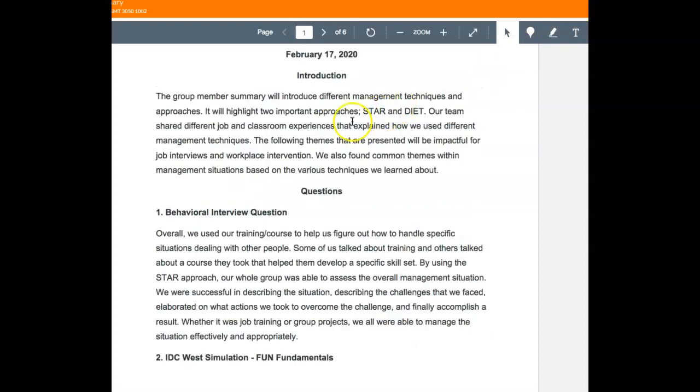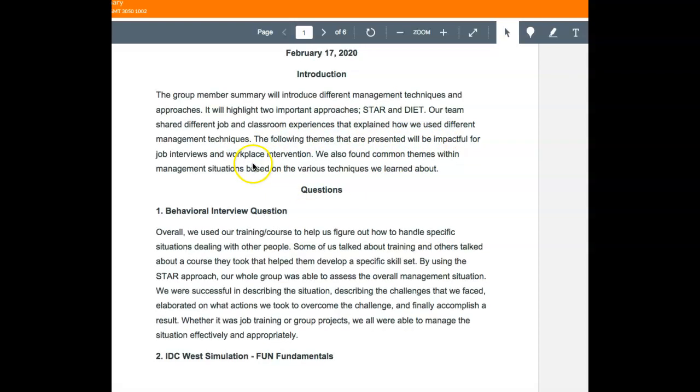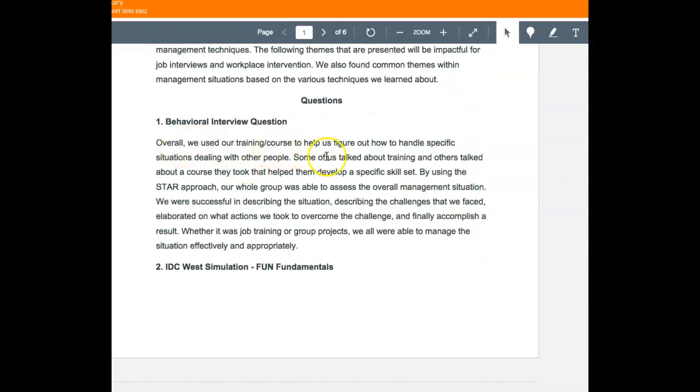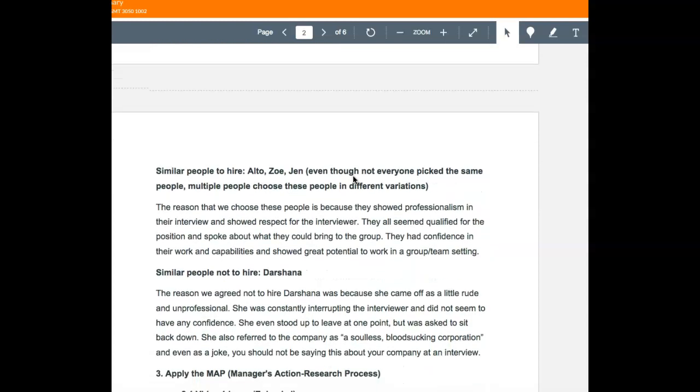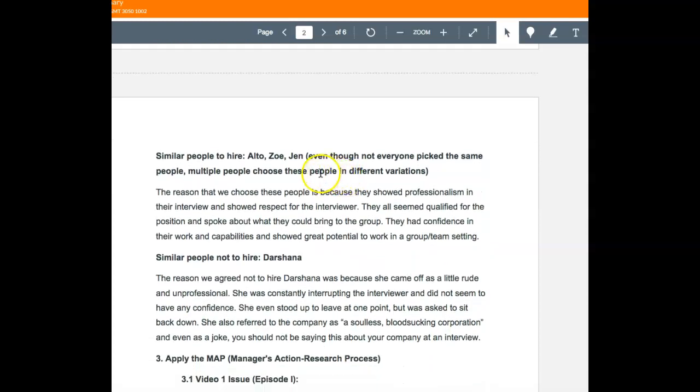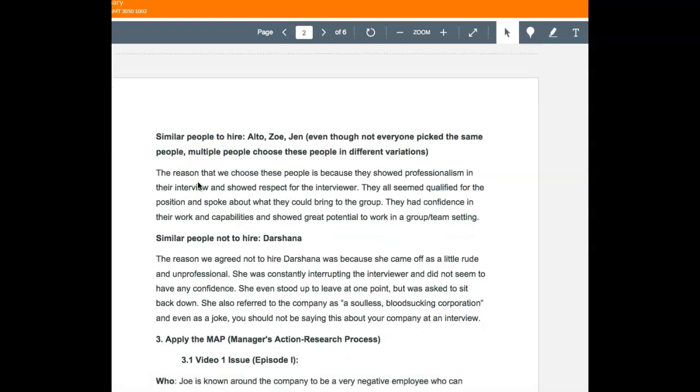The other one was Lucky Number 13. Same thing in their approach. Our team shared different job and classroom experience. They're describing what was similar. The following themes. Okay, in their interview question, they use training courses. So you see it's written from a team perspective. They're talking about what was similar or what resonated with multiple members. Notice this, similar people to hire, even though not everyone picked the same people. So they're giving you the team perspective.